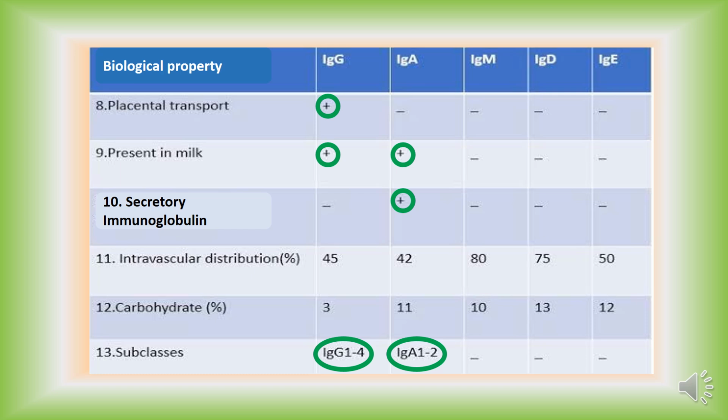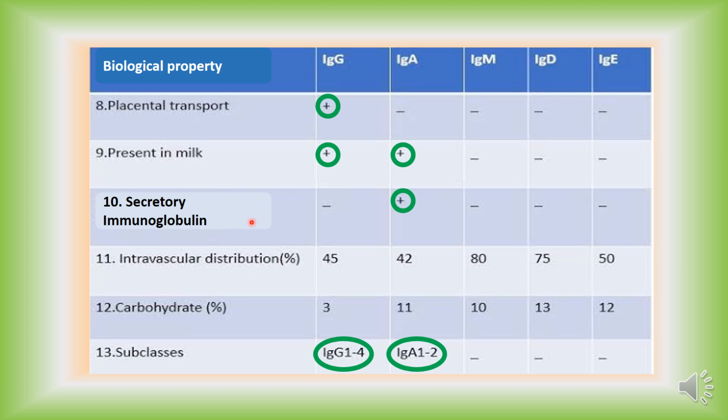Continuing with the properties of immunoglobulins, placental transport is one function, and it is only immunoglobulin G which can be transported through the placenta from mother to the fetus. The presence in milk is shown only by immunoglobulin G and A, remaining immunoglobulins are absent.